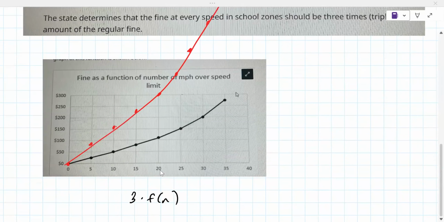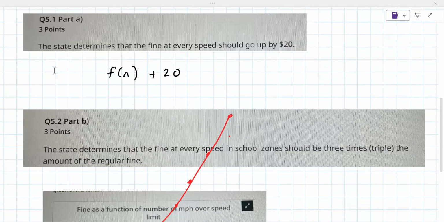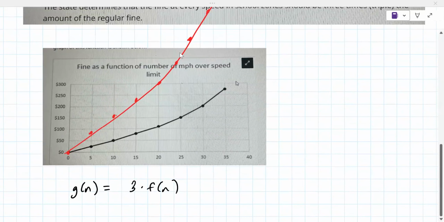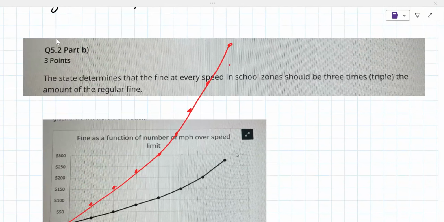Okay, so I did notice something here. It does say to define a new function. So let's define a new function as g of n in both of these and put a g of n in front. Okay, I think that will do it. Now you're probably supposed to create a new scale on here. So this last fine, which is, say, 275 tripled, is 825. So you have to go up to $825 on the y-axis, like that.